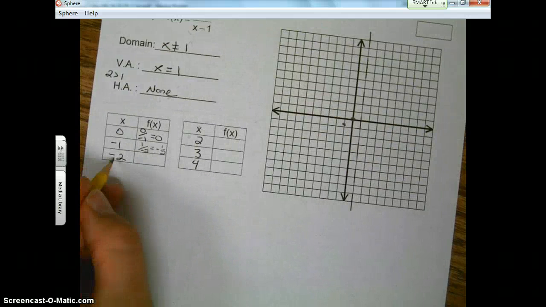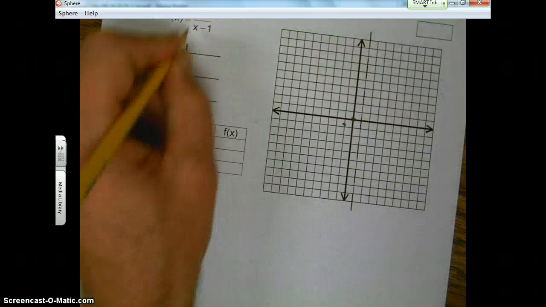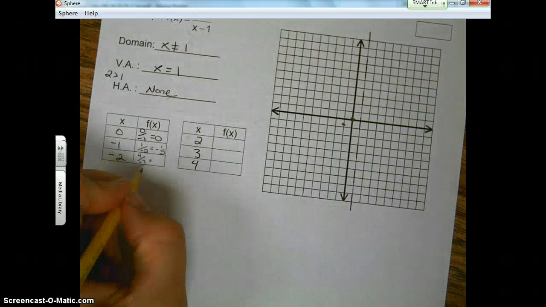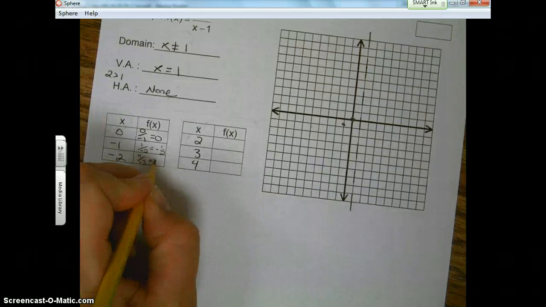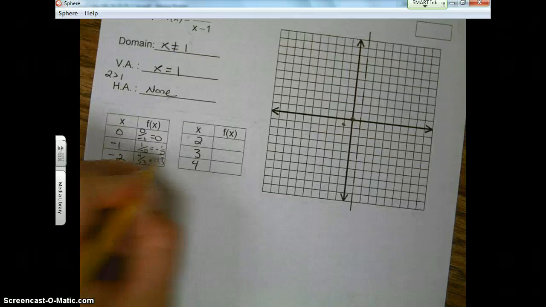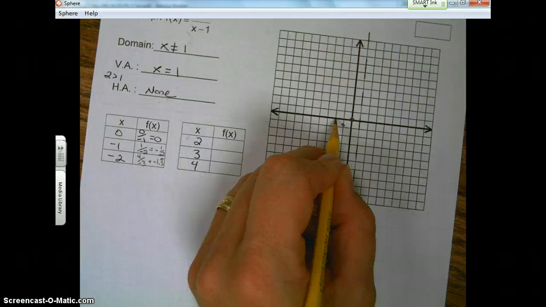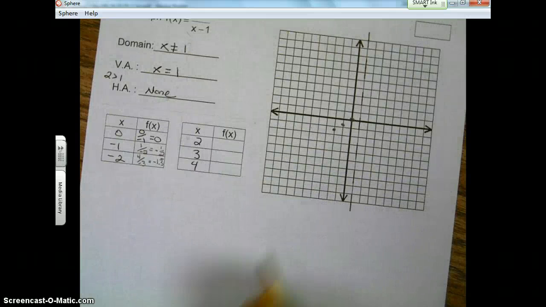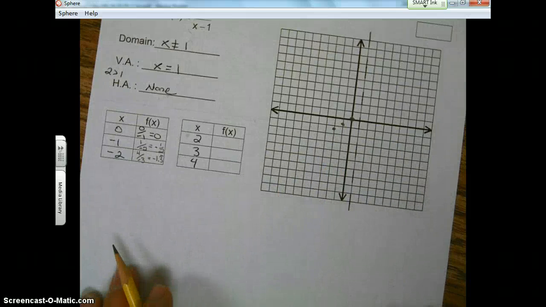Negative 2 squared is 4. Negative 2 minus 1 is negative 3. So this is going to be negative 4/3, or negative 1.3 repeating. So we're going to approximate this. So negative 2, negative 1 1/3. It's going to be about right there. Kind of looks weird, doesn't it? It's like, okay, where's the curve here? This is a little bit different. Okay, let's look at the other side.